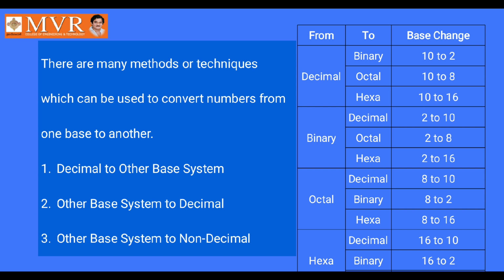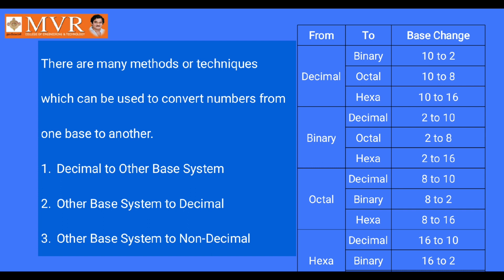And binary to the remaining, octal to the remaining, hexa to the remaining. All these 12 conversions are broadly categorized into 3 categories as shown in the same slide. The first one is decimal to any other base system, meaning binary, octal, hexa. The second part is other base system to decimal: binary to decimal, octal to decimal, hexa to decimal.